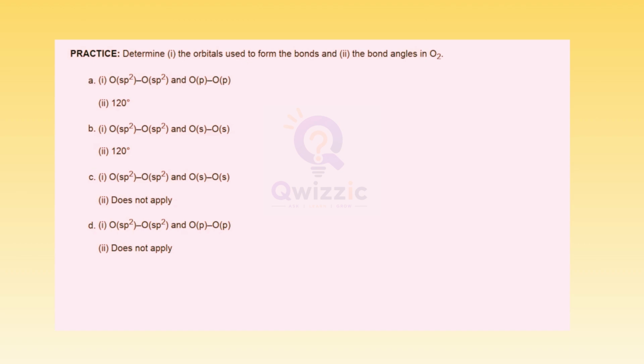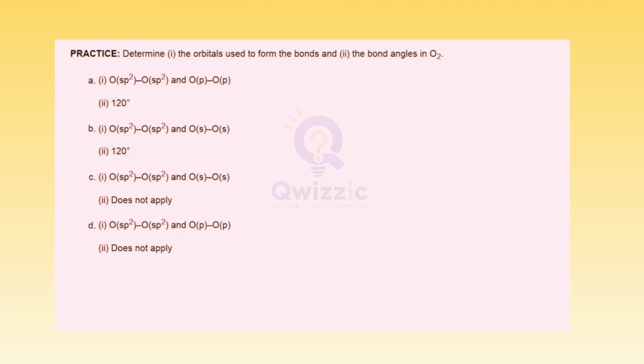Alright, hello everyone. So for this question, let's go ahead and determine for part 1 the orbitals used to form the bonds, and part 2 the bond angles in O2. Now here we have 4 different answer choices labeled A through D, proposing combinations of, or rather 2 combinations of orbitals as well as the bond angle if it applies.